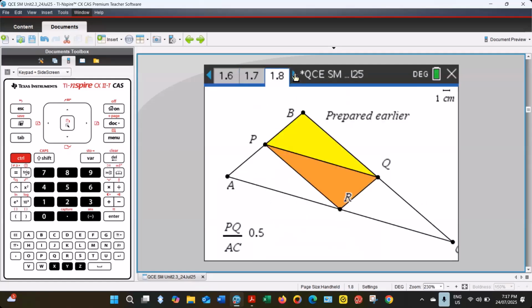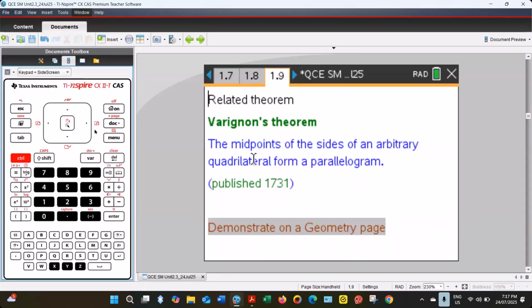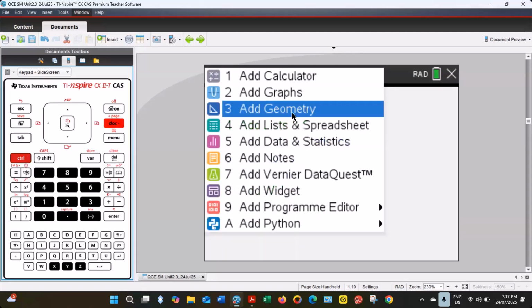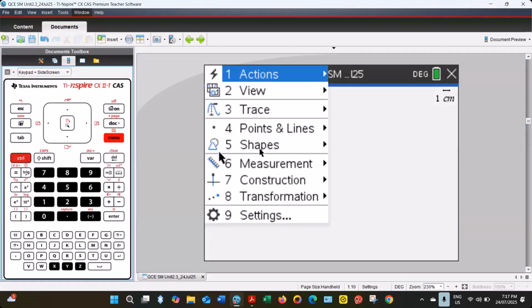All right, that's one I prepared earlier. Another related theorem is Varignon's theorem, which states that the midpoints of the sides of an arbitrary quadrilateral form a parallelogram. So I'll put in a geometry page. So select geometry. I'm going to draw an arbitrary quadrilateral.